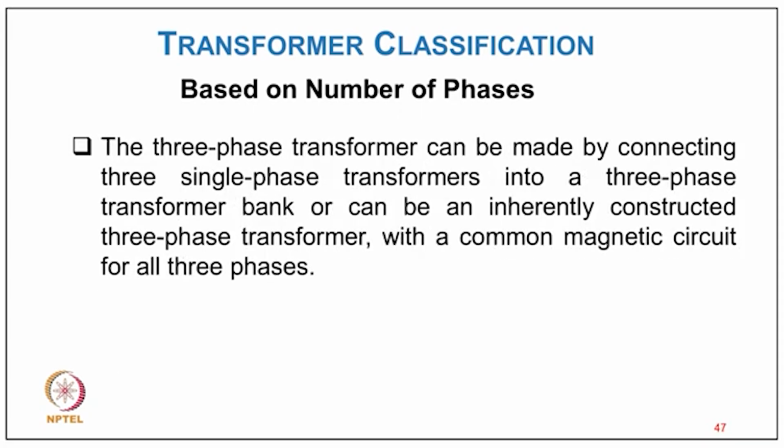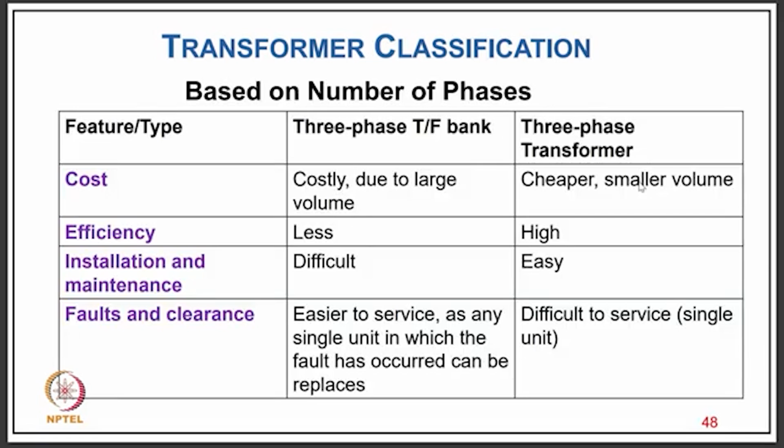The 3-phase transformer can be made by connecting 3 single-phase transformers into a 3-phase transformer bank, or it can be inherently constructed as a 3-phase transformer with a common magnetic circuit for all the 3 phases. Well, you can have a 3-phase transformer bank consisting of 3 single-phase transformers, or a 3-phase transformer unit; a comparison. First is the cost. Cost is large due to the large volume of 3 single phase transformers, and the 3-phase unit is certainly cheaper and smaller in volume.